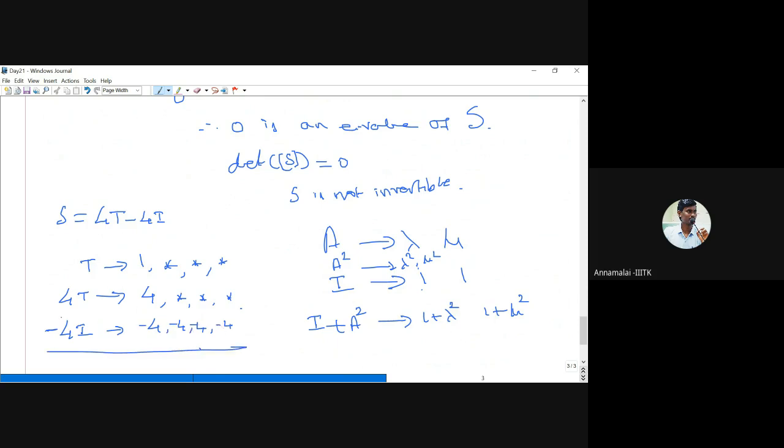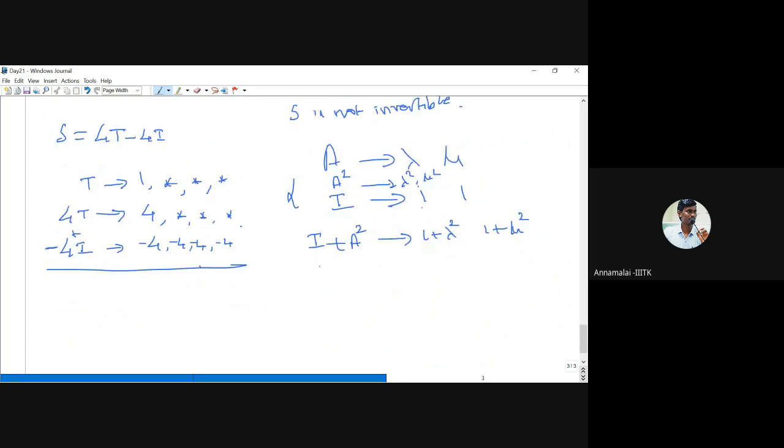Now we need the sum of these two, because 4T plus, minus 4I is the sum. Using this result, you add term by term. So 4 minus 4 gives 0. So 0 is one of the eigenvalues, and we don't bother about the stars. Anyway, I get 0 as one of the eigenvalues. Therefore, 0 is one of the eigenvalues for S, where S is 4T minus 4I. Therefore, the determinant of S is 0. Therefore, S is not invertible. Got it?